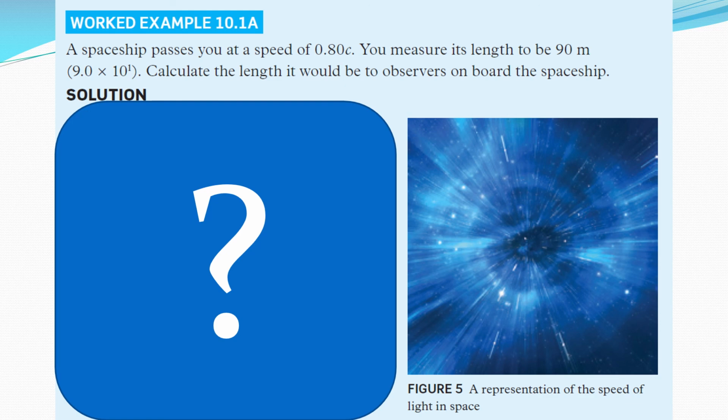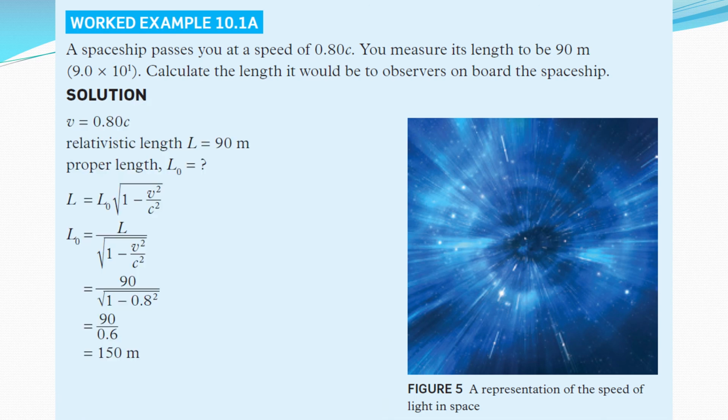Let's have a look at an example. Spaceship passes you at 0.8 speed of light. You measure its length to be 90 metres. Calculate the length it would be to observers on board the spaceship. So you're measuring it, it's passing you at 0.8 speed of light, and you measure its length to be 90 metres. So that would be contracted, so it must be longer in real life, like its actual proper length.